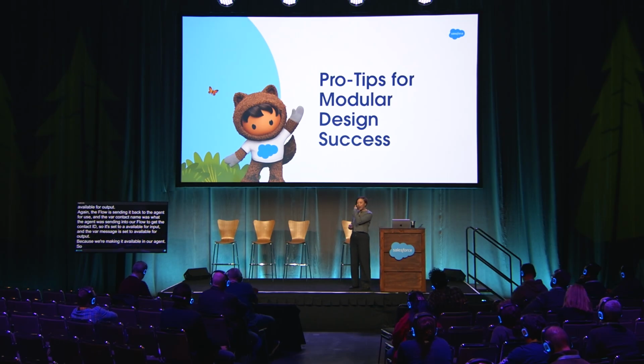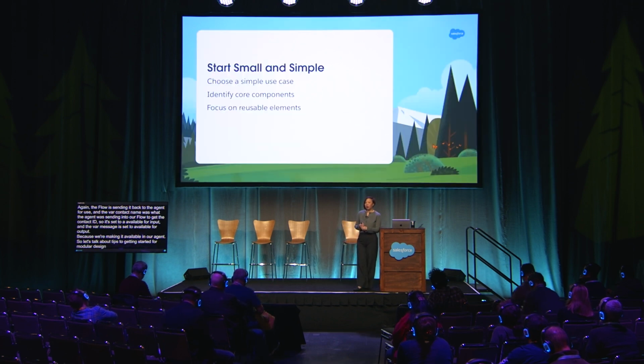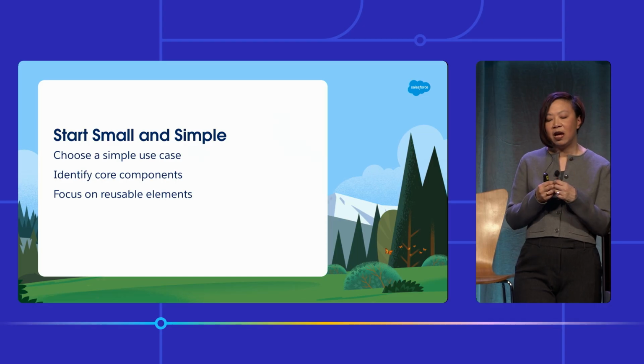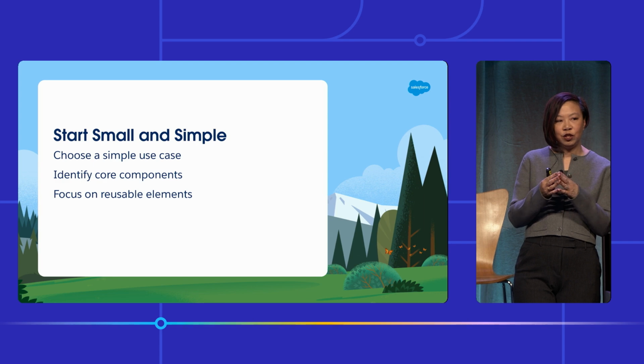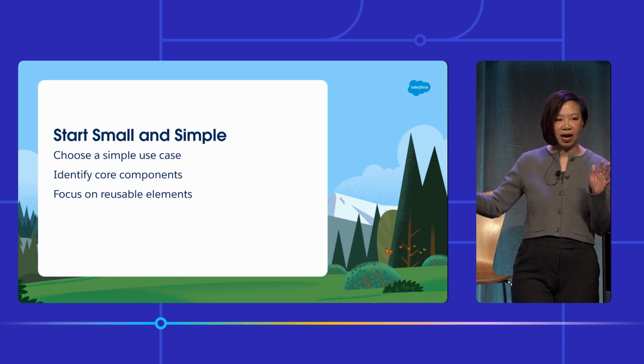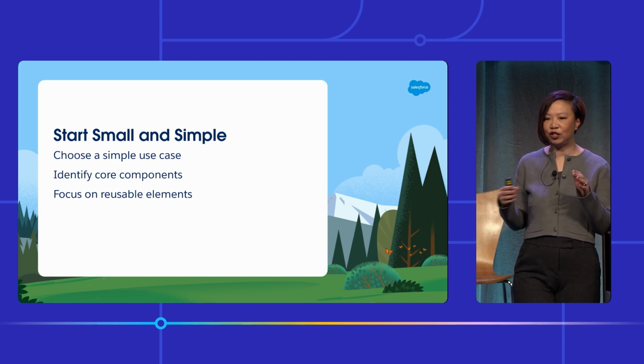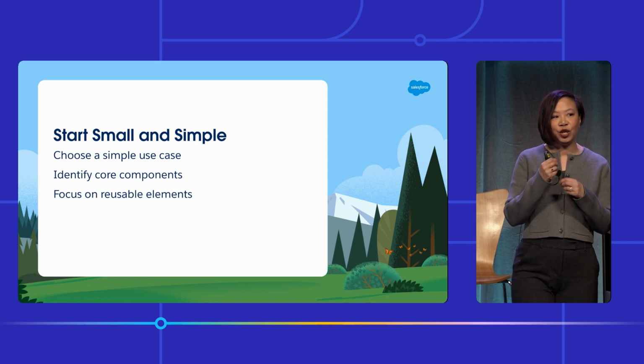So let's talk about tips to getting started for modular design. I want you to start small and simple. Pick a really simple use case. It could be something like that retrieve contact ID, so small, right? And really focus on those core components and what is reusable. Don't try to do modular design of everything from the beginning, right? Just baby steps, get used to it.